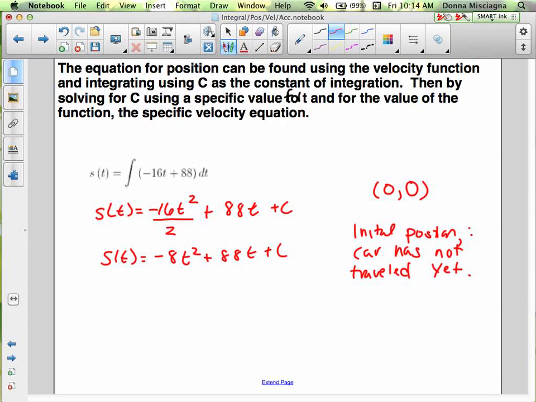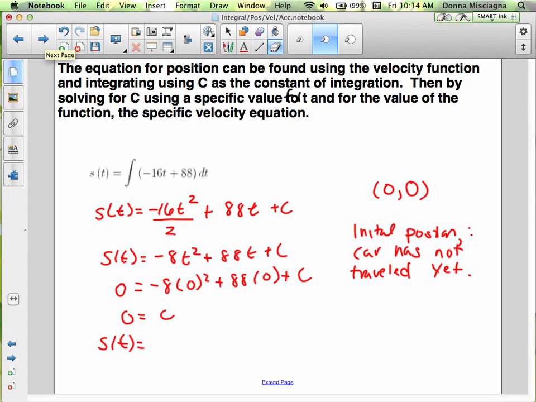And now we just plug in, set our function, replace s of t with 0. And we replace our t's with 0 as well. And we can see that c was 0, right? So 0 equals, everything there is 0. All right, so our position function, s of t, is negative 8t squared plus 88t. And that was exactly what we had at the start of the question, right?